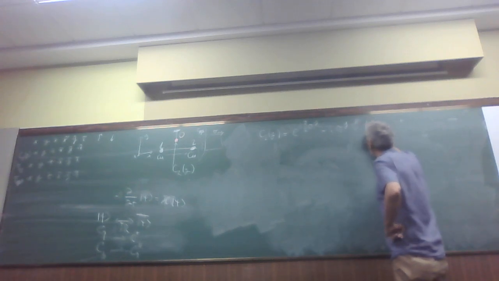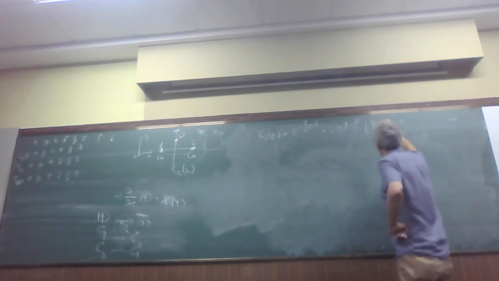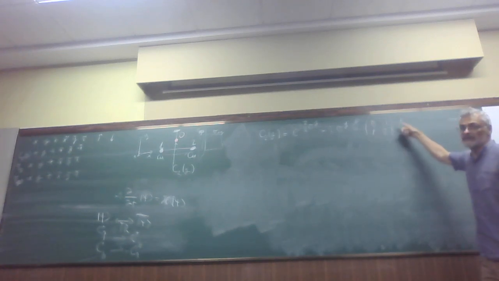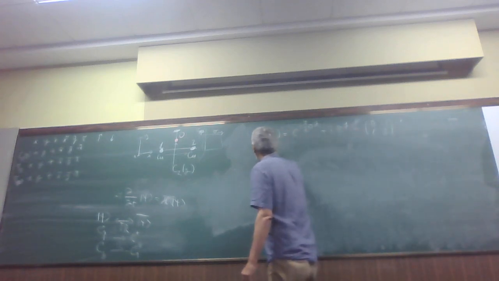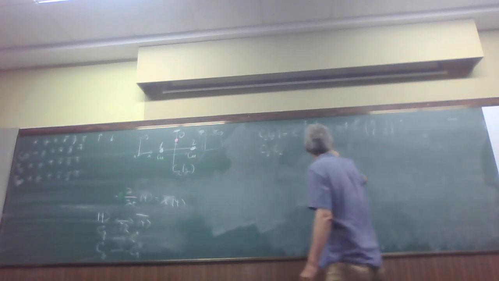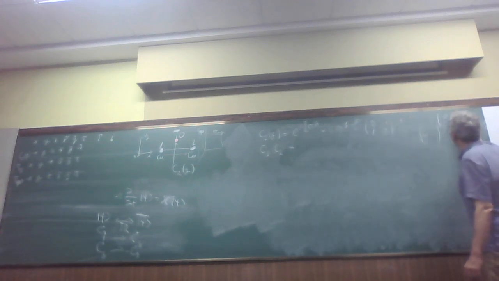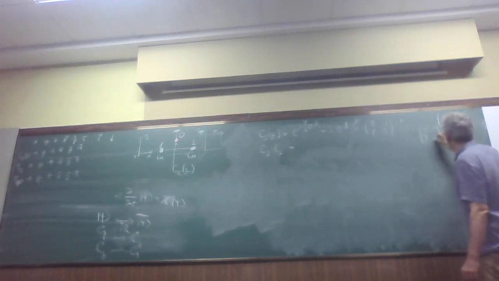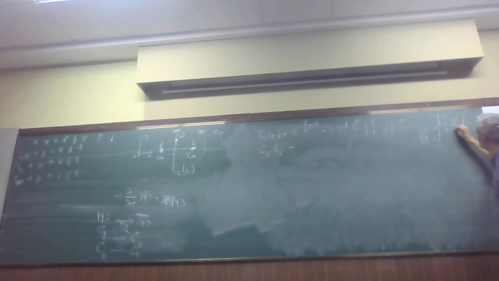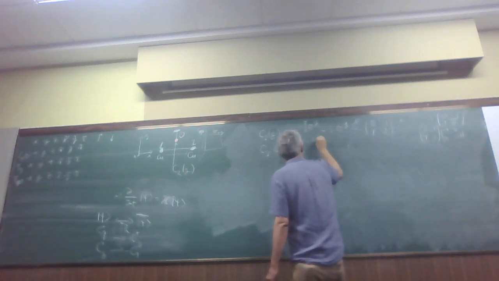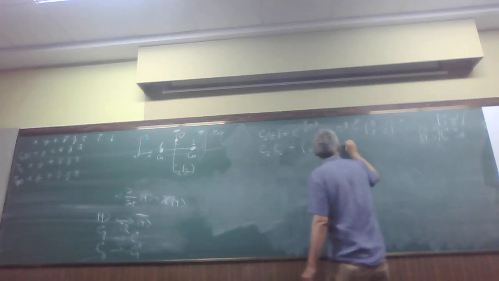This will be (0, 1; -1, 0). We square this thing, C2 times C2, then this will be equal to the matrix (0, 1; -1, 0) times (0, 1; -1, 0). This will be minus 1. This will be 0, 0. This will be minus 1. So C2 times C2 is equal to (-1, 0; 0, -1). So this is like minus identity.